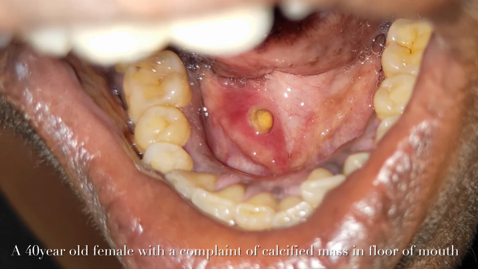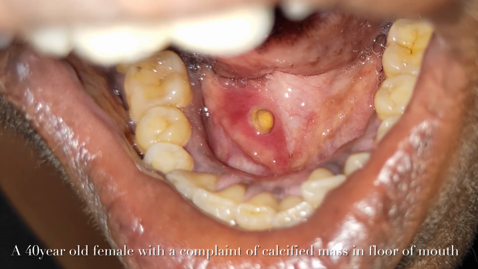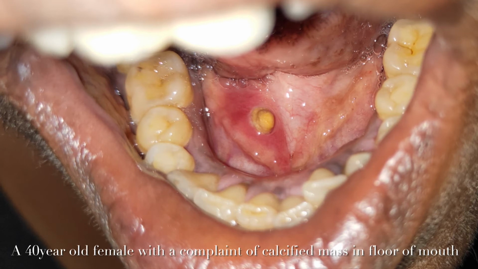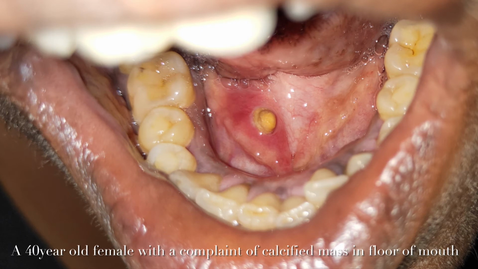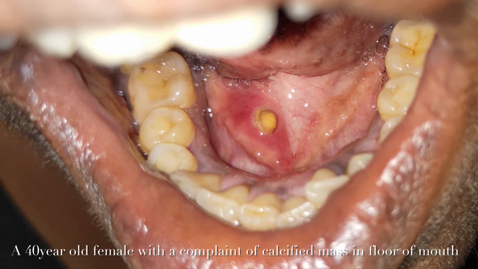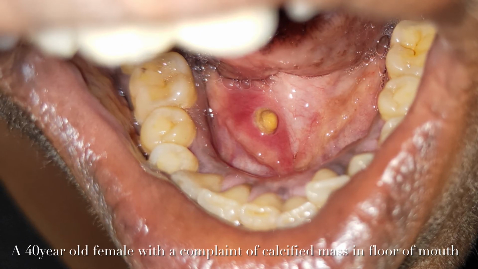The right submandibular gland was enlarged and tender, and the soft tissue adjacent to the salivary gland duct and the silolith is edematous and inflamed.